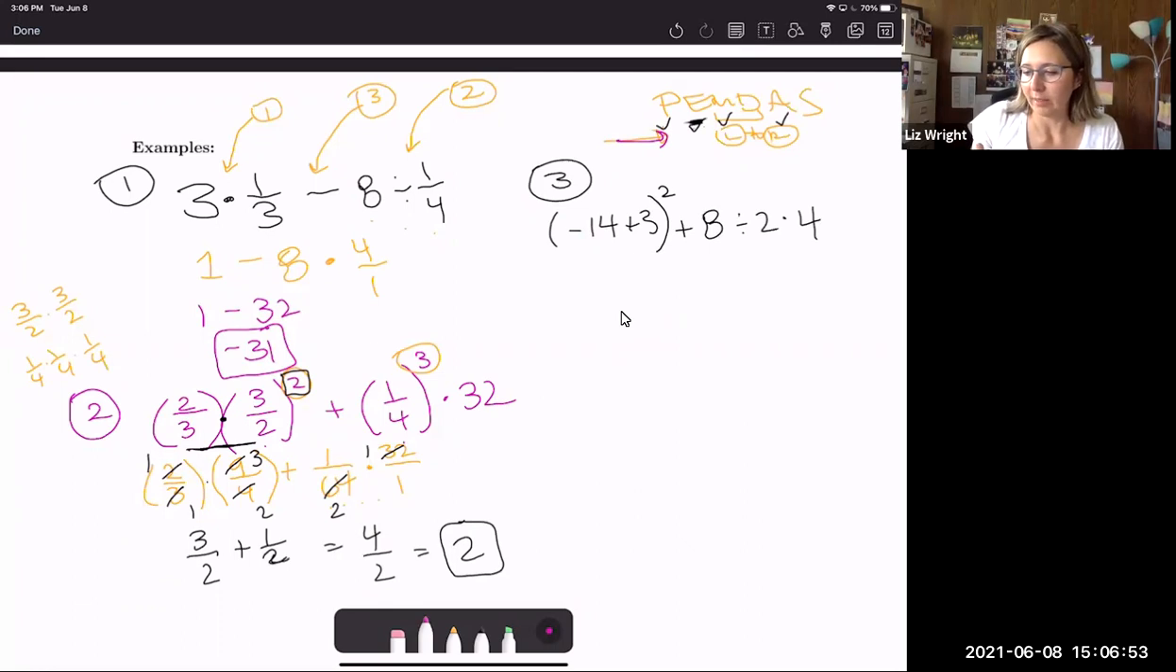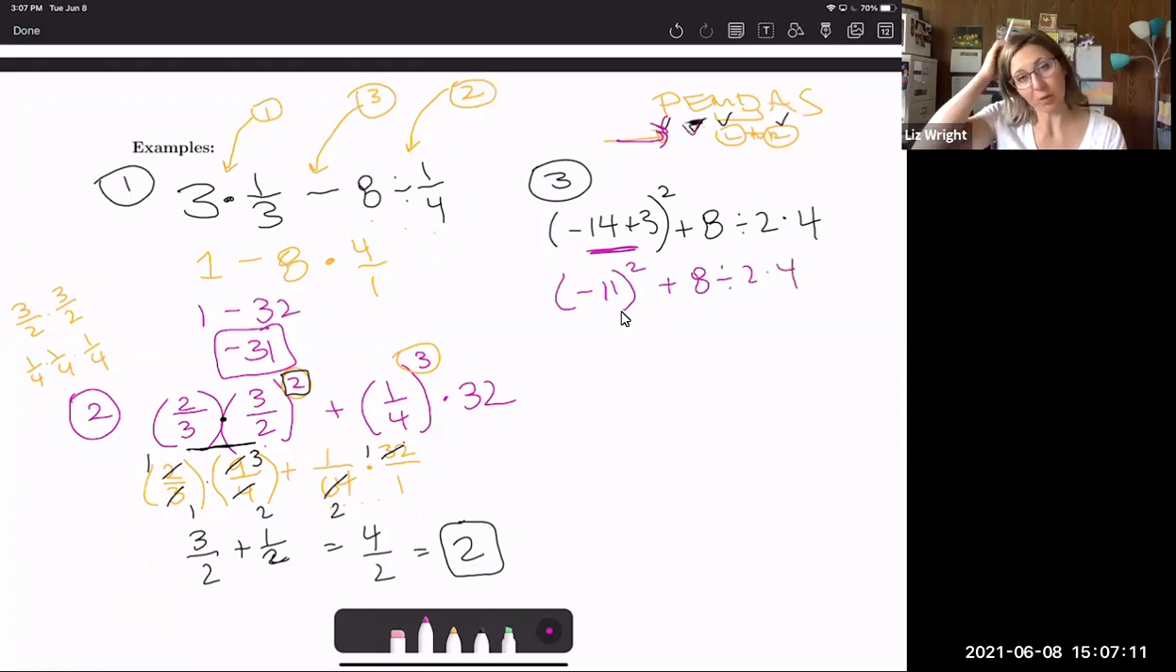So here we've got, again, parentheses. Let's work inside here first. -14 plus 3 is going to give us -11. And then we're squaring it. And then I'm going to write plus 8 divided by 2 times 4. Next one is exponents. I'm going to take care of that -11 squared.